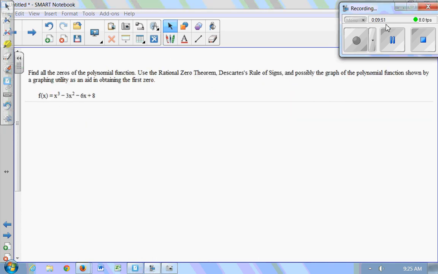Okay, so the question is asking us to find all the zeros of the polynomial function. And it says, use the rational zero theorem, Descartes' rule of signs, and possibly the graph of the polynomial shown by a graphing utility as an aid in obtaining the first zero.